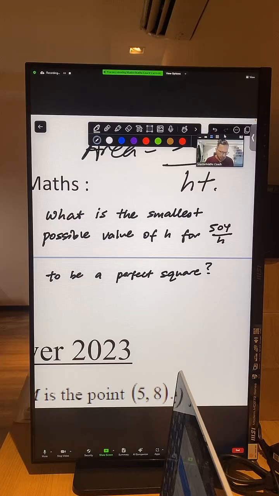So how do we do this, guys? We need to first break the 504 into its prime factors.